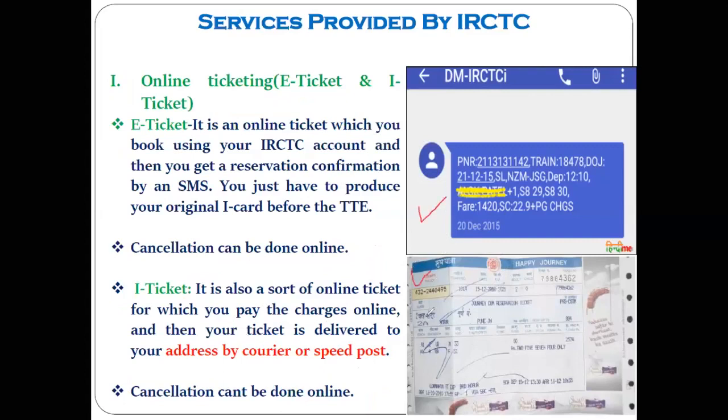E-ticket, i-ticket. One point I forgot to tell you. In case of the i-ticket, it can reach you by courier and speed post. Keep these things in mind. Those who have done the reservation online must be able to see this kind of e-ticket. Once you book, automatically you receive this kind of ticket. And the i-ticket is like this, which you receive through courier and speed post. All of you can see?